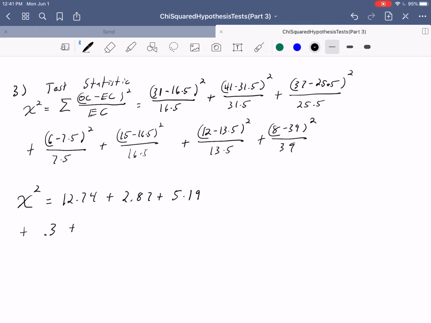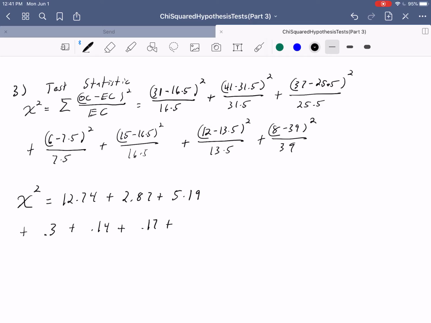Then plus 6 minus 7.5 squared divided by 7.5, 0.3, plus 15 minus 16.5 squared divided by 16.5, looks like 0.14, plus 12 minus 13.5 squared divided by 13.5, looks like 0.17.